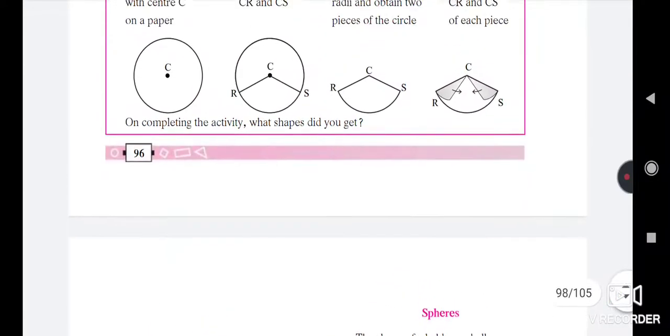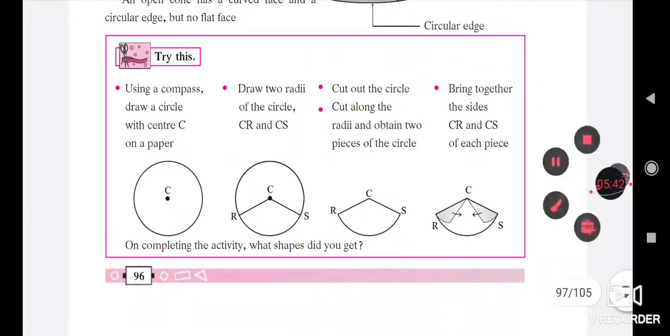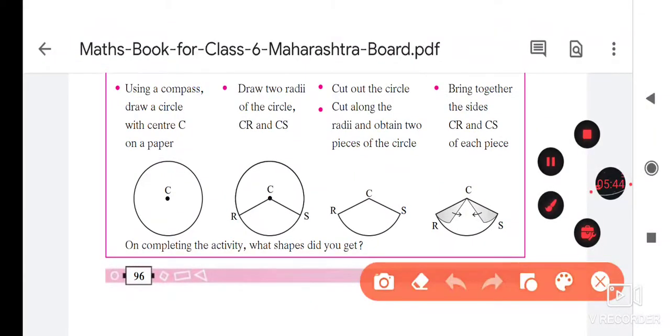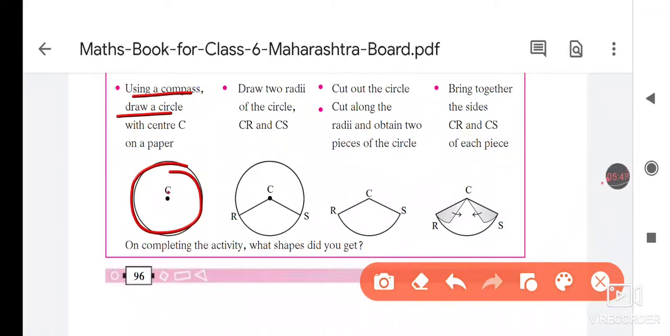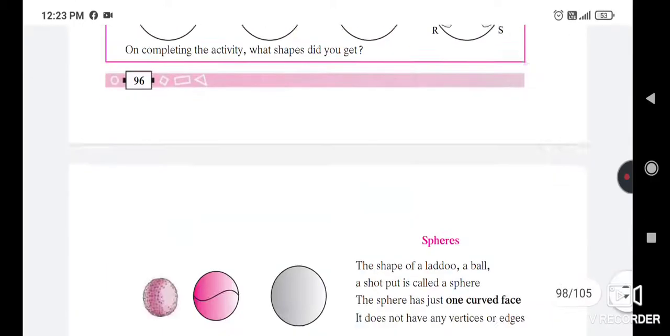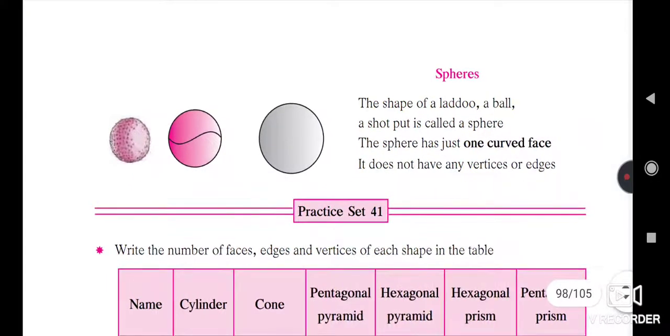Now here it is given how to make the cone. Try this. Using a compass, draw a circle with center C. Draw radii, so these are the two radii. Cut out the circle, and after cutting this, we will get this shape. Now we have to bring both sides together, and if we join this, we will get a cone shape. And then the last is the sphere.